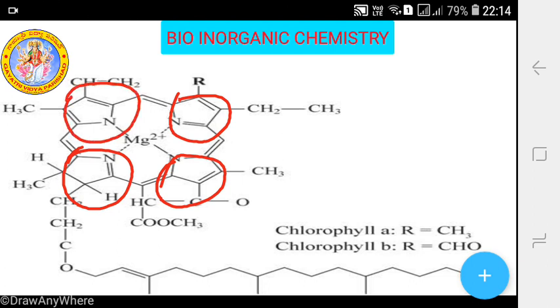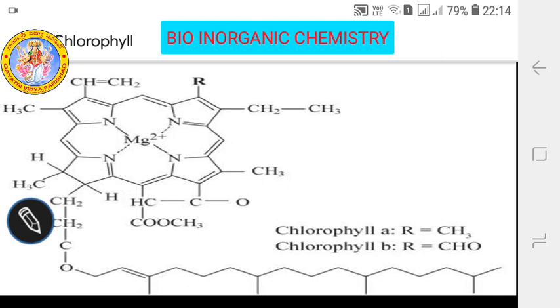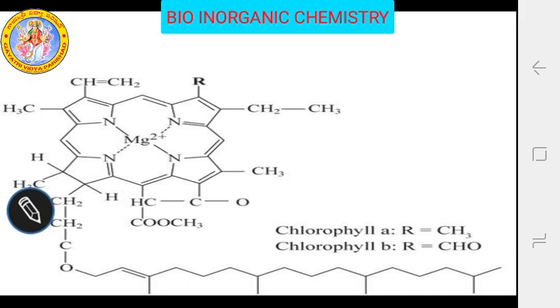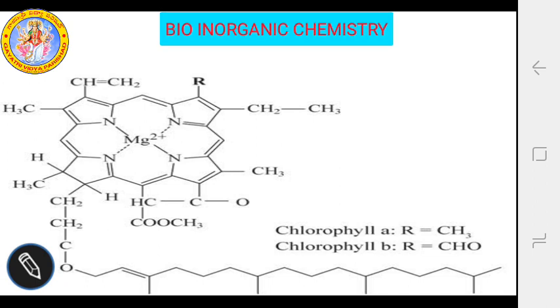These are 4 imidazole rings, and the nitrogen present in these 4 imidazole rings donates electrons to the magnesium ion. So in that way, again it becomes a complex like hemoglobin and myoglobin. Okay. So this is about the structure of chlorophyll.